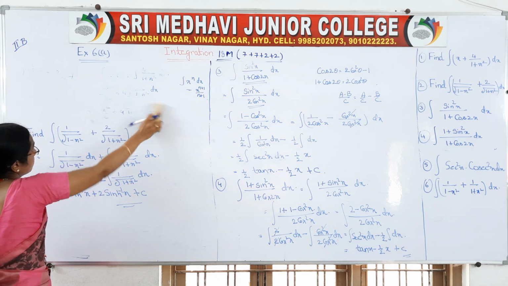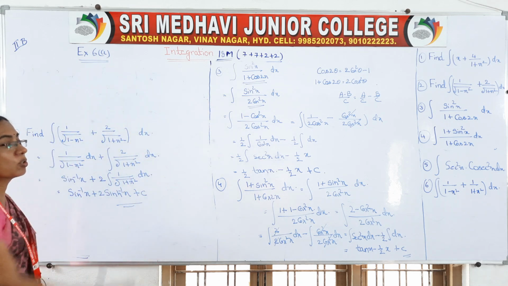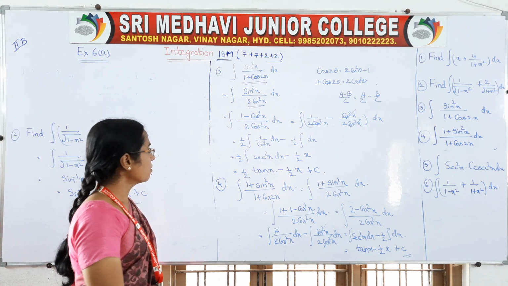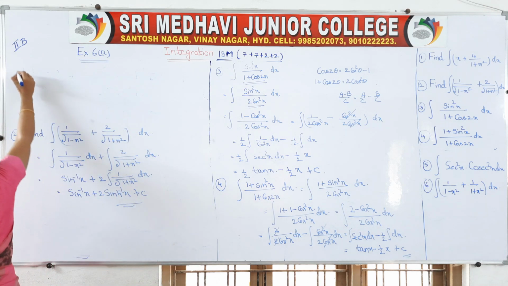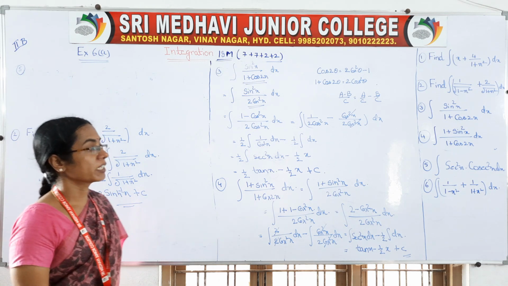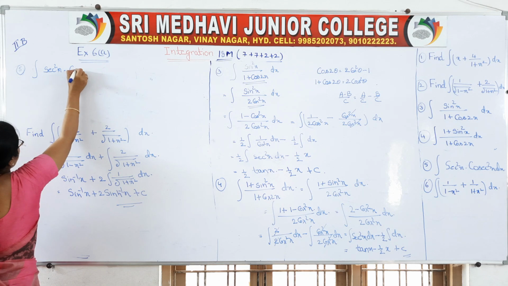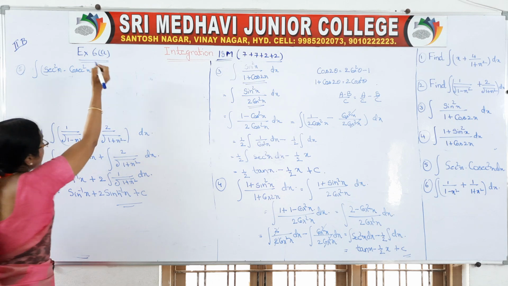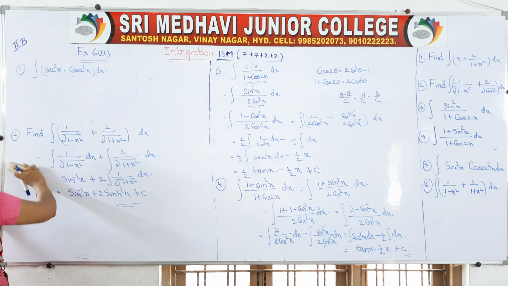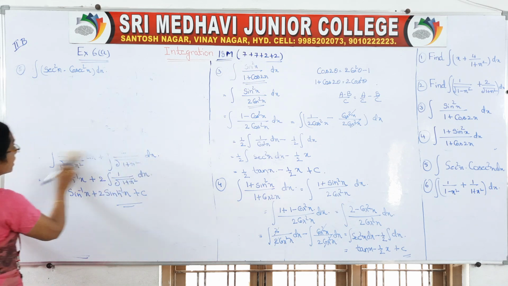See the sixth question. Read the question, it is on the board. So is it the sixth one or the fifth one? We have to do the fifth one, then go for the sixth one. See the fifth one: integral of secant square x into cosecant square x dx. Is there any direct formula for secant square x into cosecant square x? If it is plus, we can write easily. We can take them separately and apply, and that will be in our standard form. But here it is multiplication: secant square x into cosecant square x.